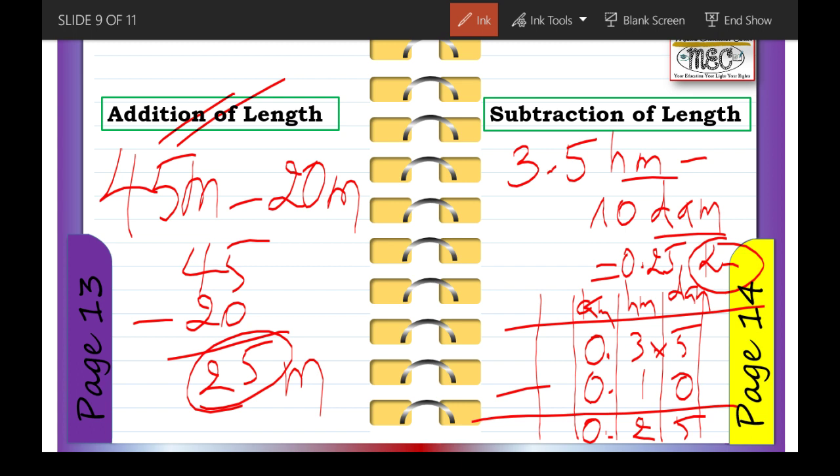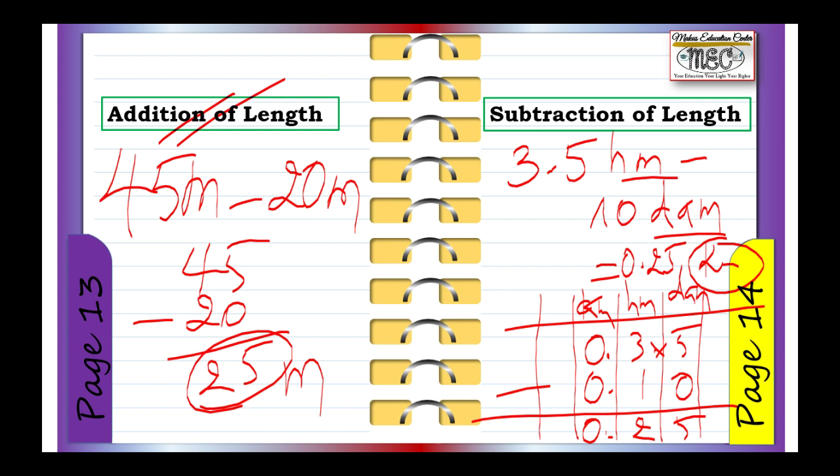So addition and subtraction are done in the same way, but you must keep in mind that before you add or subtract, you check if all units are the same. If you have the same units, it will be very simple. But if the units are not the same, please convert before adding or before subtracting. I think you get it.